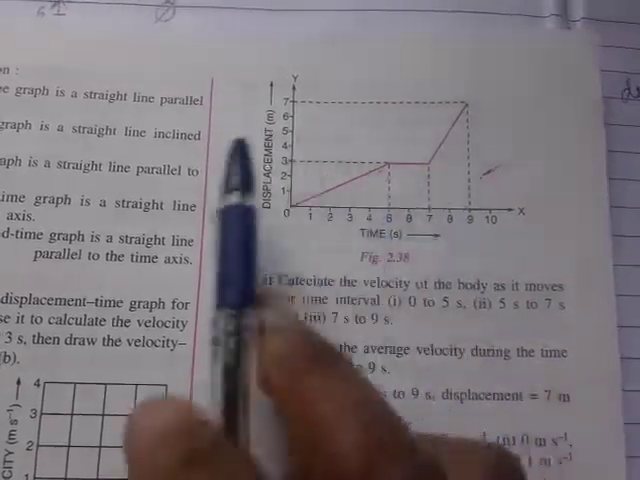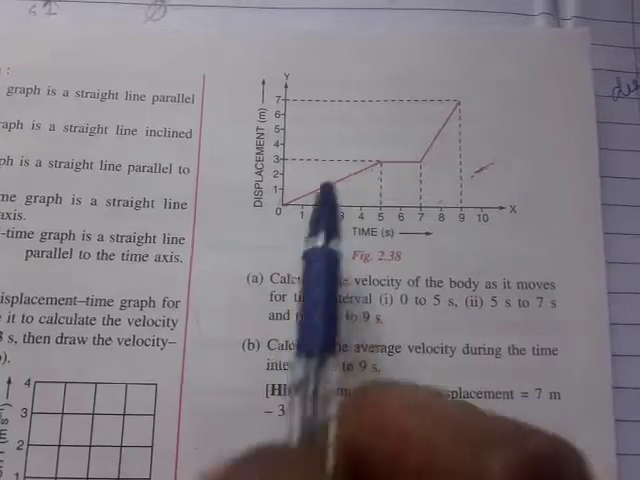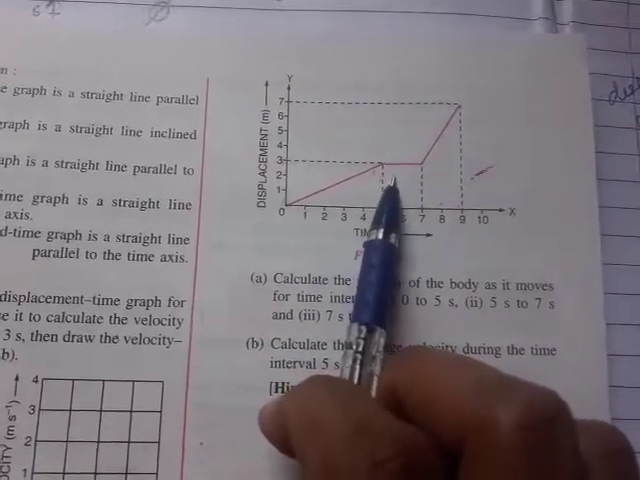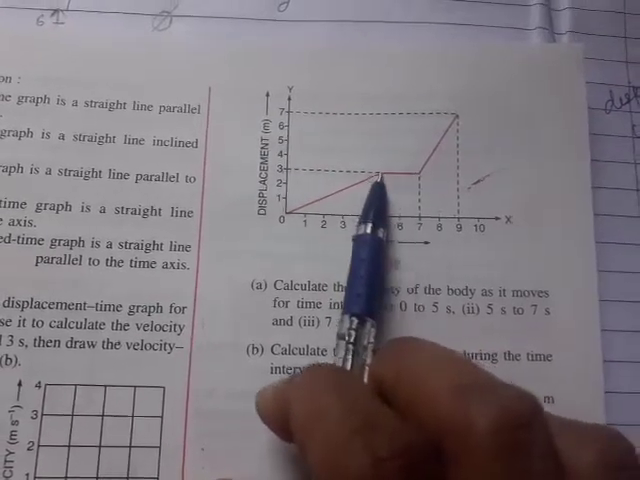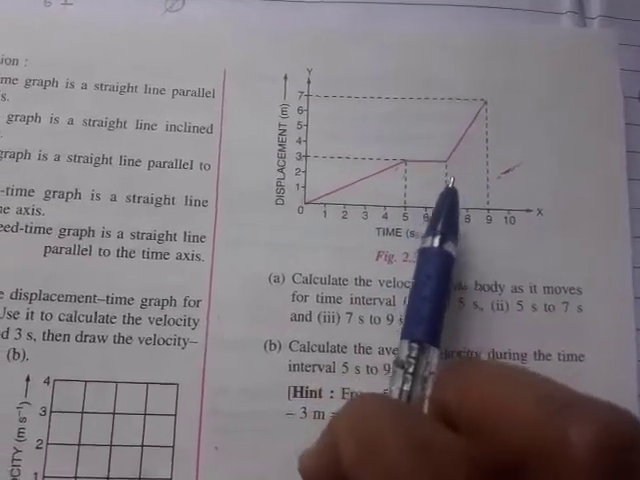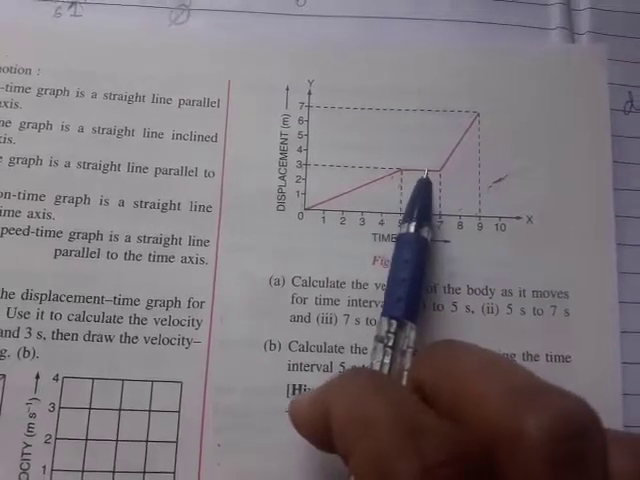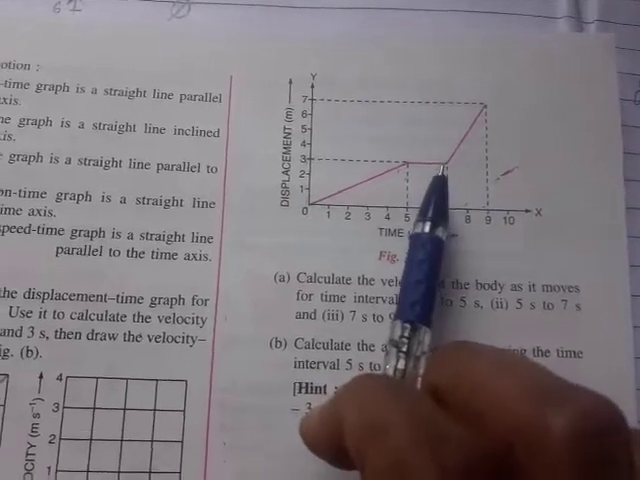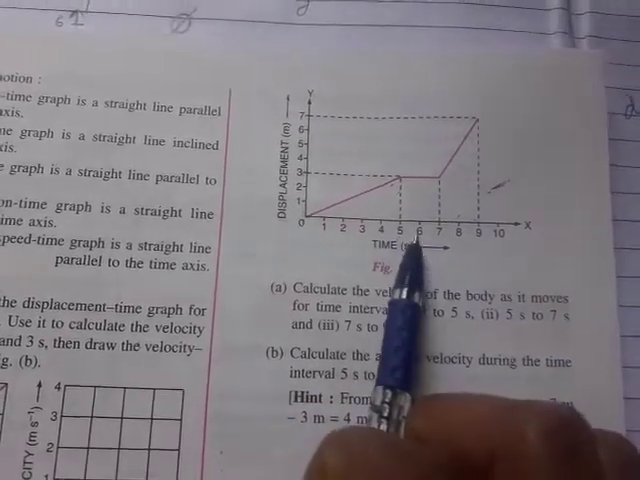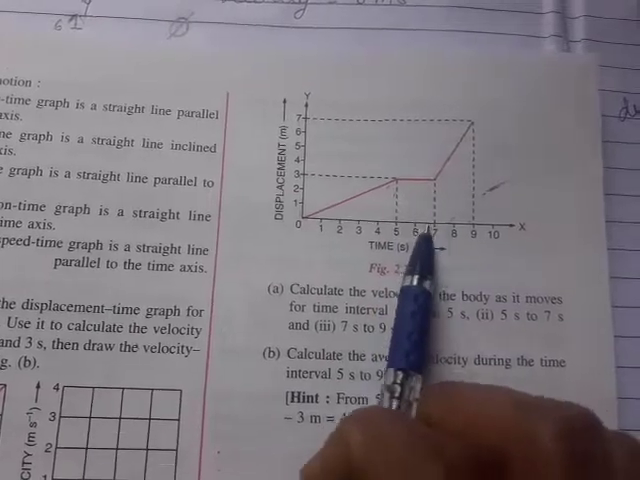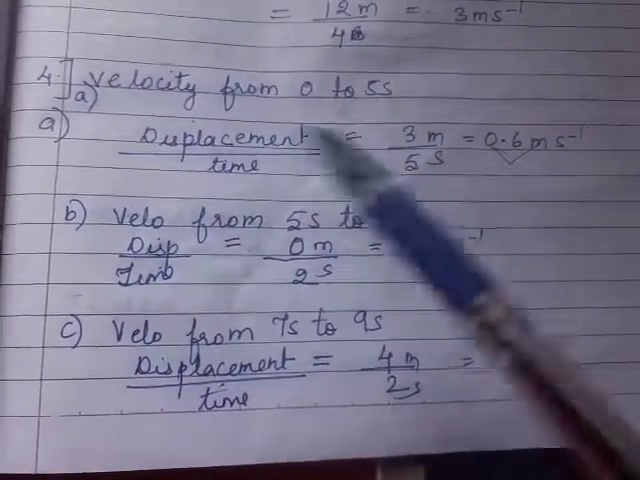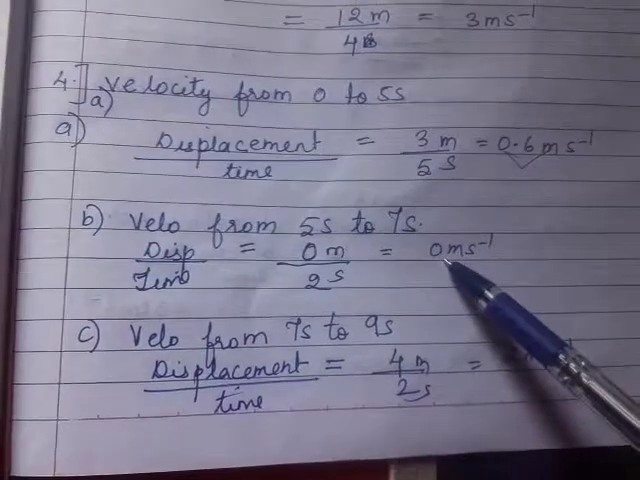Now 5 to 7 seconds. From 5 to 7 seconds you observe the displacement. Is there any displacement? No. So here there is no displacement from 5 to 7, so we are going to take it as 0. Why? Because even if you take it from the initial to the final position, the shortest distance is nothing but 0. And how many seconds? 1, 2. So 0 upon 2 is how much? 0. So the answer comes as 0 meters per second. So the velocity from 5 to 7 is 0 meters per second.